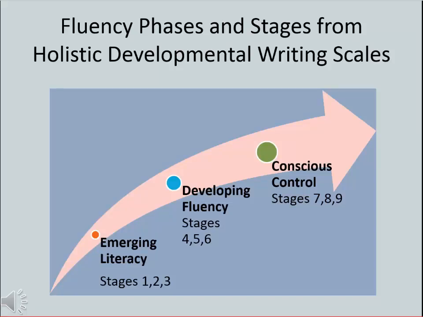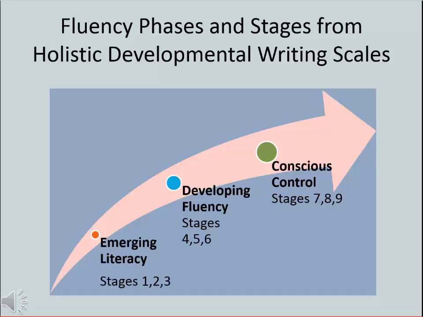There are three broad phases in writing development that I want you to be aware of. The first one is emerging literacy. Emerging literacy moves from a completely unreadable text to a highly sophisticated text that actually presents a story with a beginning, a middle, and an end, multiple sentences being presented as a story.